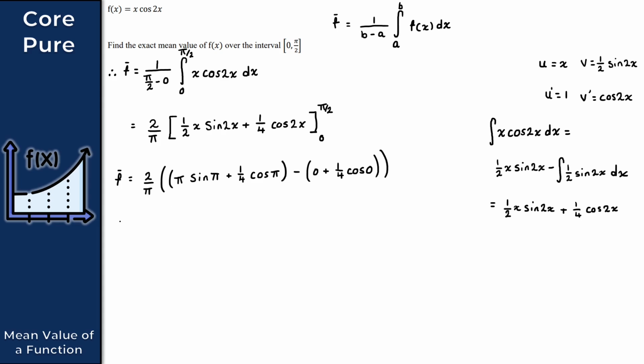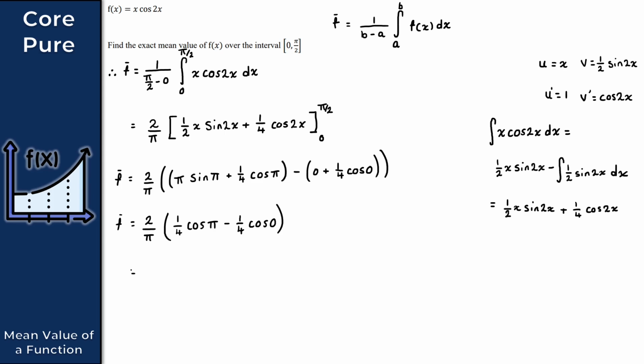So now let's just simplify this here as we keep going. So f bar is equal to 2 over pi. What do we have here? So sine pi is just 0. So I get 1 over 4 cos pi here. Obviously, the 0 has no effect here. So minus then 1 over 4 cos 0, like so. Well, cos of pi is minus 1.